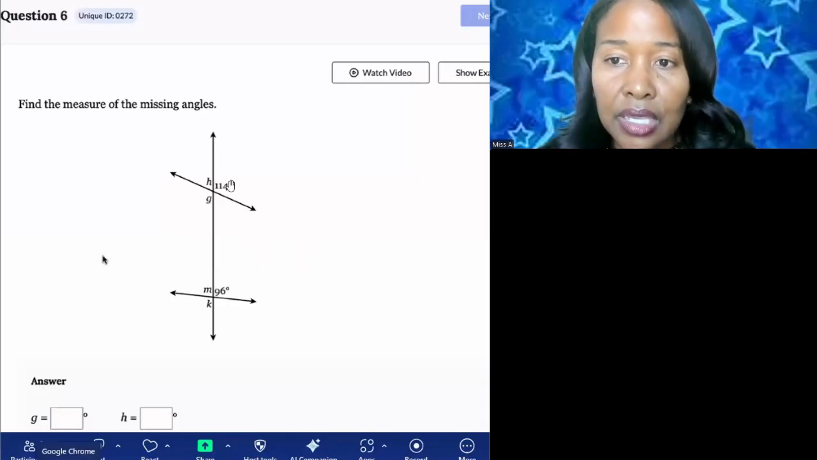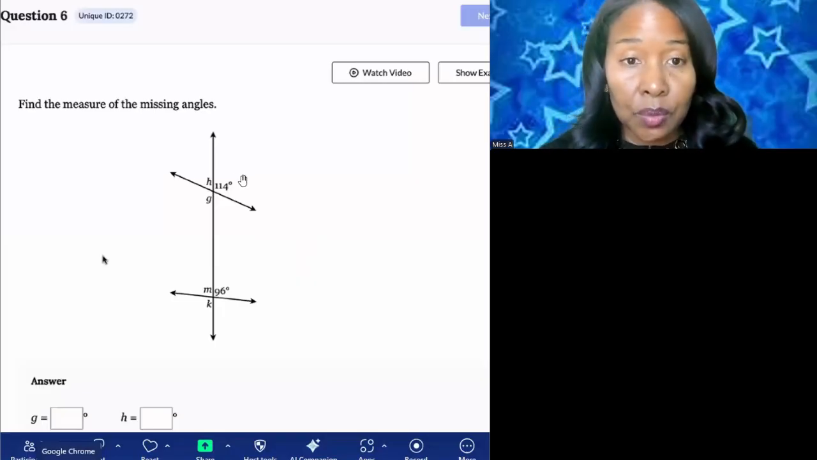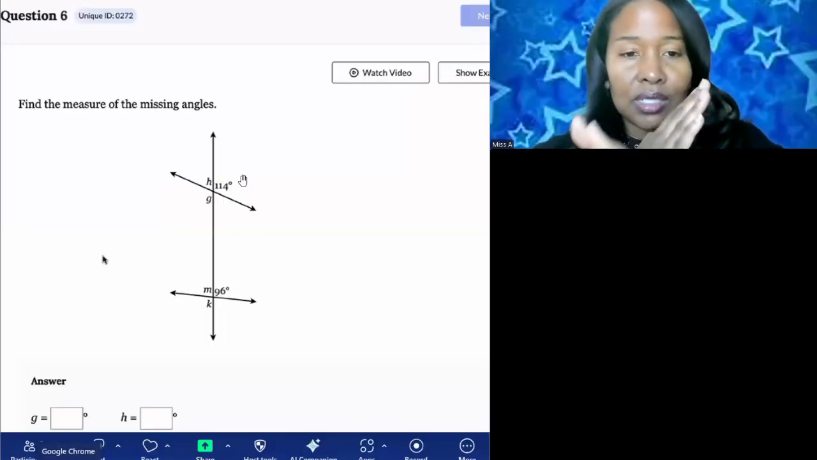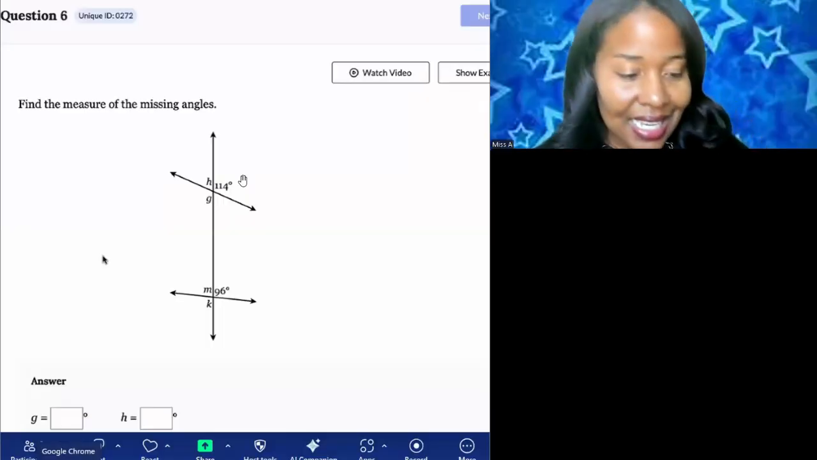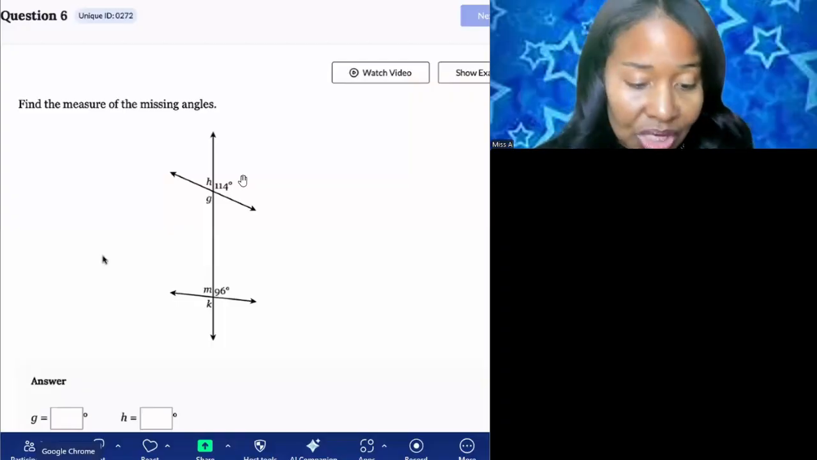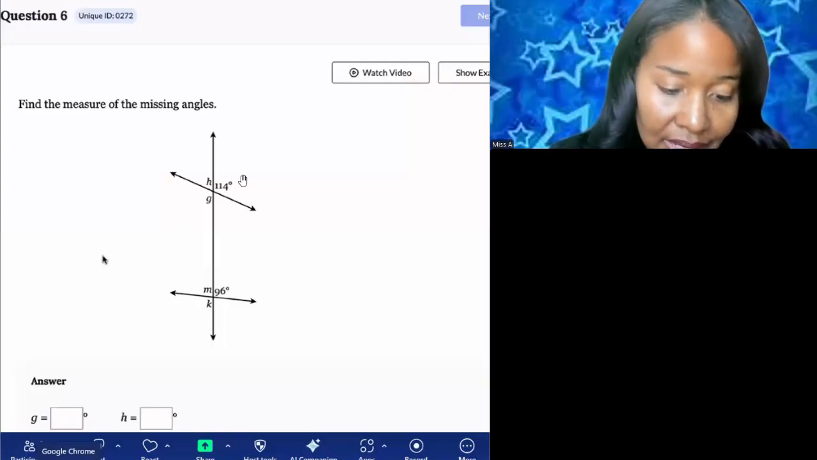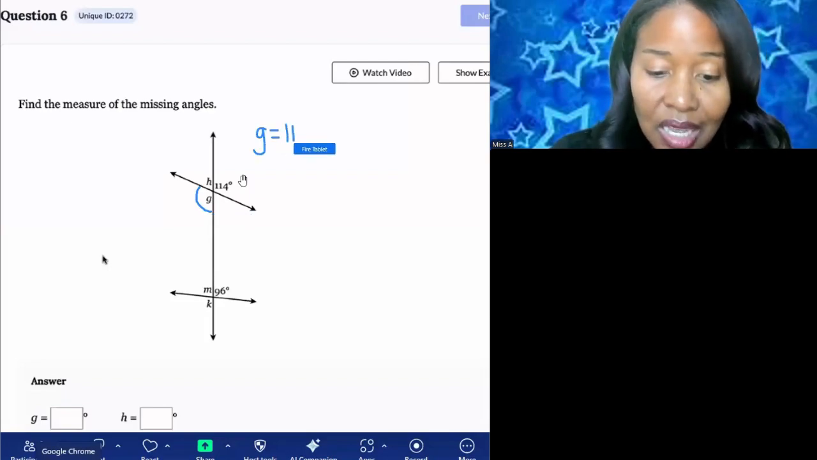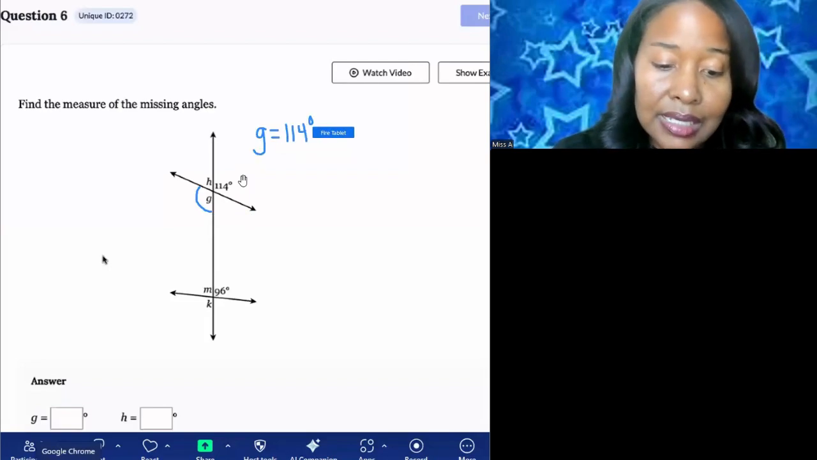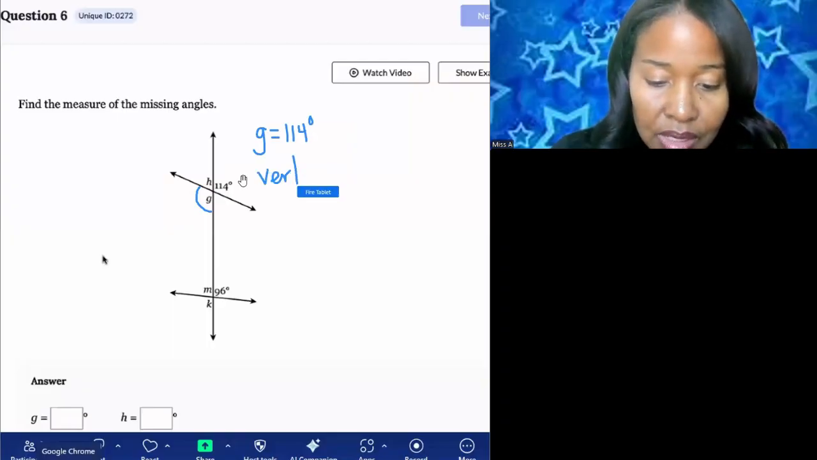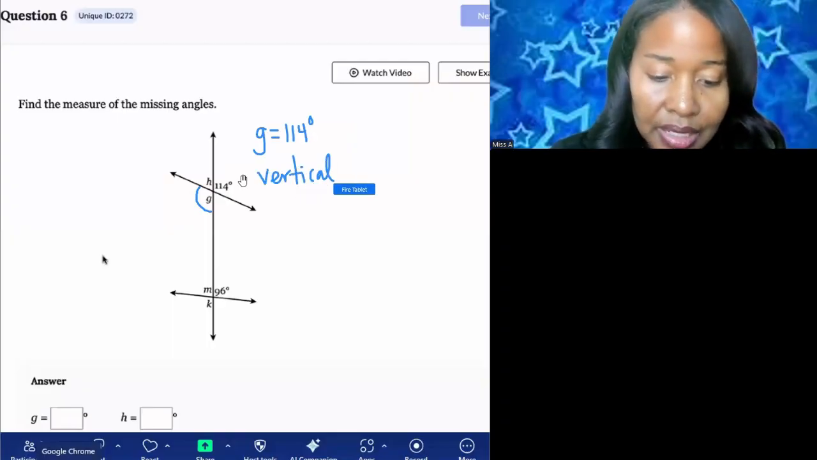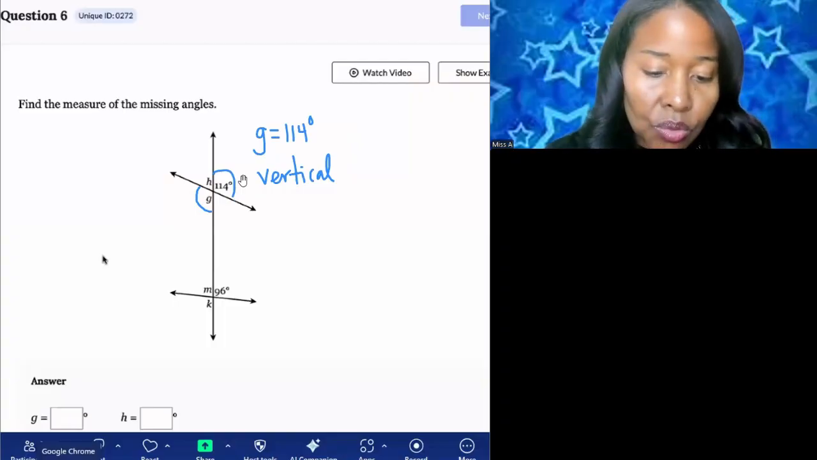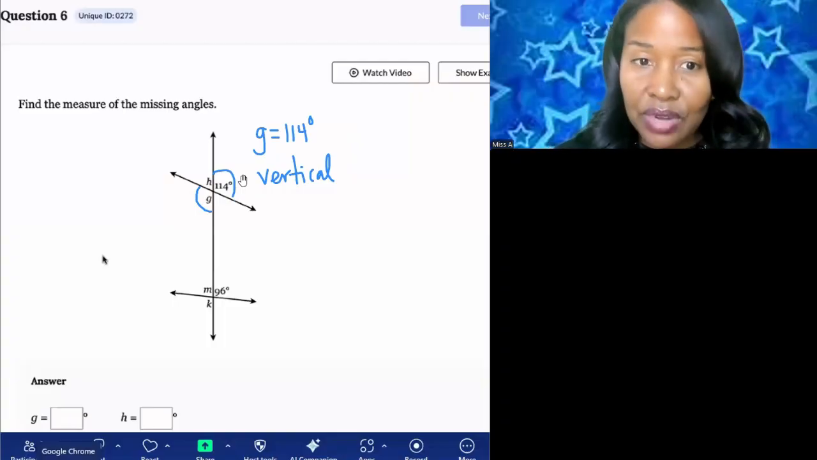I have here 114 degrees. Guess what? Angle G is a vertical angle to this one. Remember I said make an X or just make two lines that will intersect. What this means is that angle G is actually going to be congruent to this 114 degrees. So guess what? G is 114 degrees because it is a vertical angle to this angle here. All right, and so we've already solved for G. Yay, we have an answer.